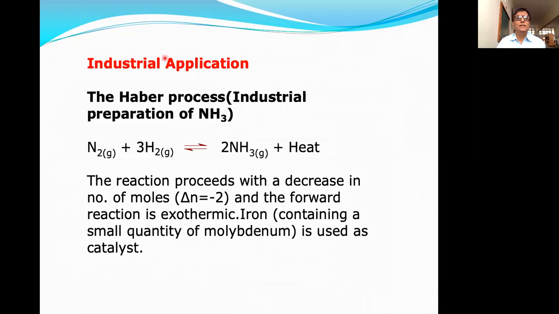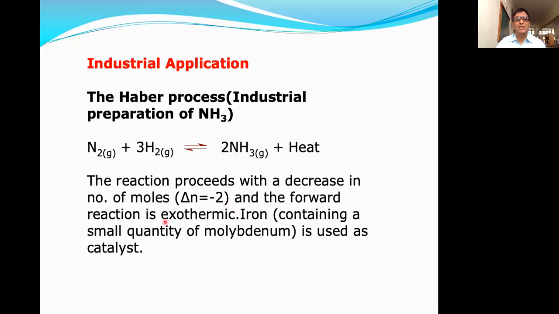Now we will discuss the industrial application. First we have seen just now, that is in the Haber's process, the industrial preparation of ammonia by this chemical reaction. Now this reaction proceeds with a decrease in number of moles. That is delta n is equal to -2. That means 1 plus 3, from the 4 moles of reactants, you are getting 2 moles of products. So there is a decrease in the number of moles.